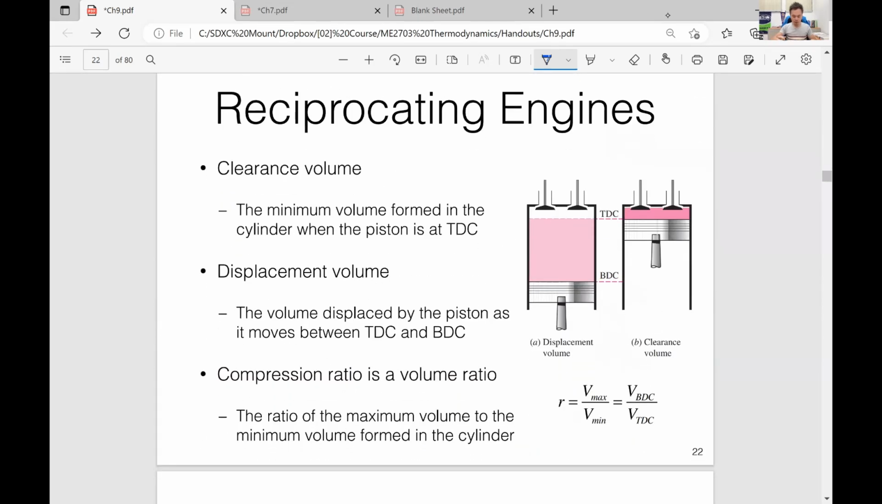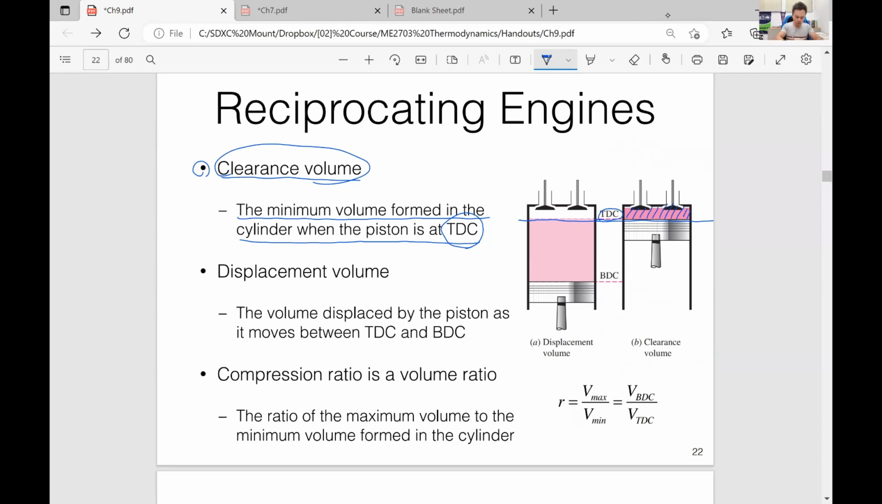Then we have a few volumes and one ratio. The first one is clearance volume. Clearance volume is the minimum volume formed in the cylinder when the piston is at TDC. This line is TDC. So this volume is called clearance volume.